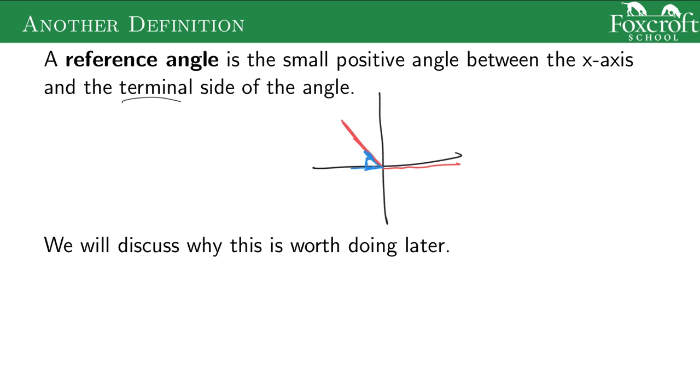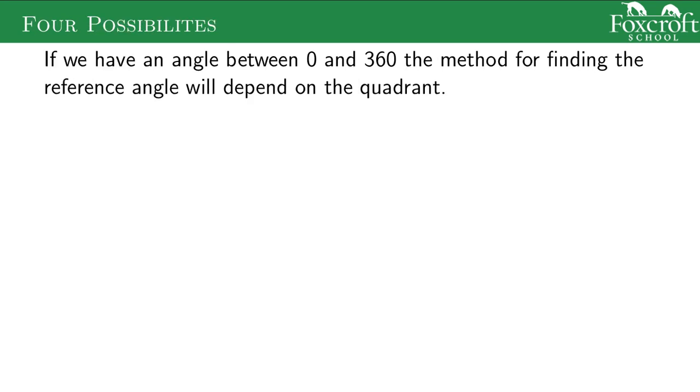If I drew it in a different quadrant, say my angle was there, then my reference angle is this angle. So it's just finding that smallest positive angle. We're going to discuss why it's worth doing these reference angles in a little bit. If you have an angle between 0 and 360, those are our main focus, because we can always change an angle to be between 0 and 360. The method for finding your reference angle is going to be a little bit different.